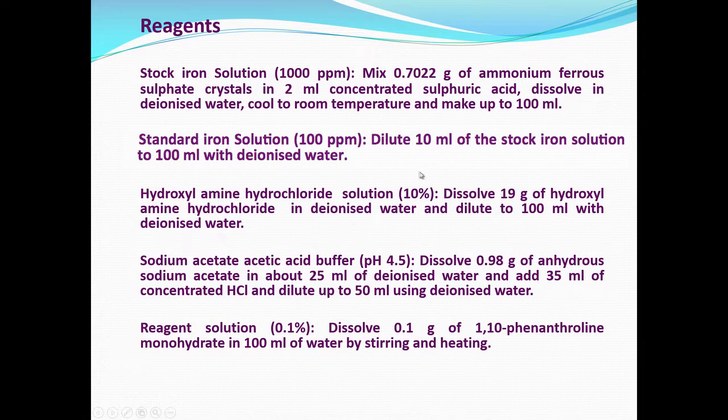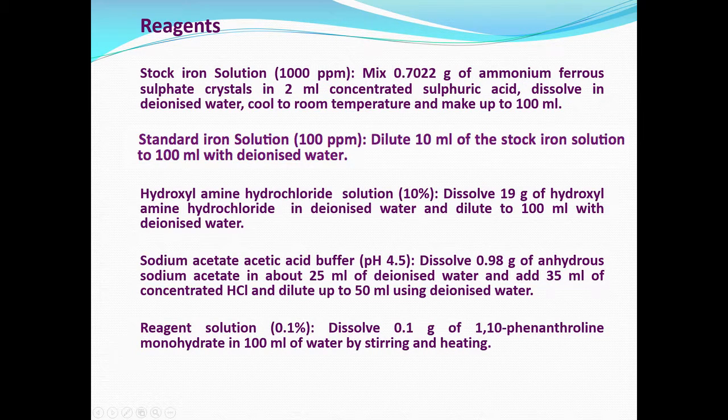The reagents we have, as I have already told you, have been reduced to 100 ml maximum stock solutions, and I am giving you the details here. 0.7022 gram of ferrous ammonium sulphate crystals, you have to dissolve in sulfuric acid. That means it has to be highly acidic. If the acidity comes down, most of the ferric and ferrous iron, as well as aluminum, will precipitate, and we will not have any test result to show.